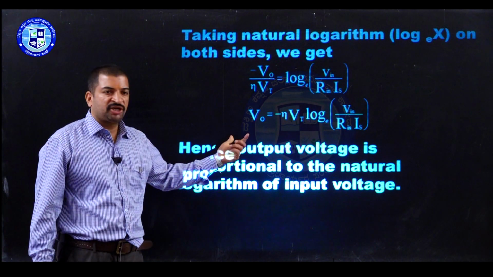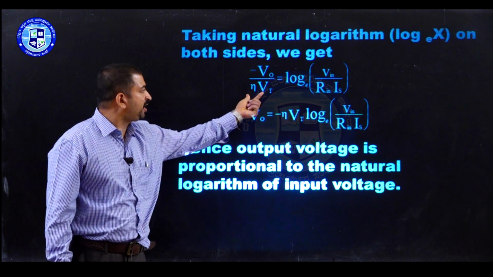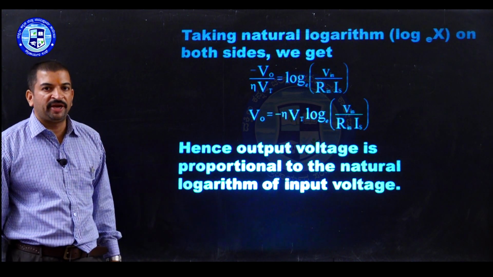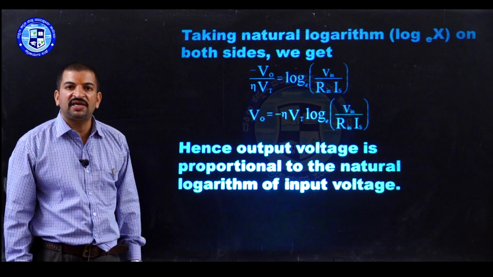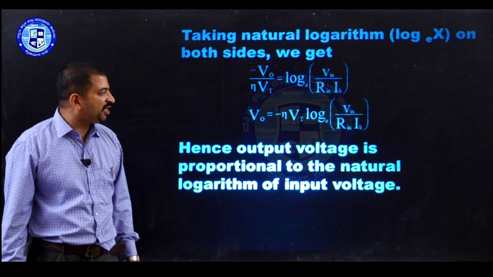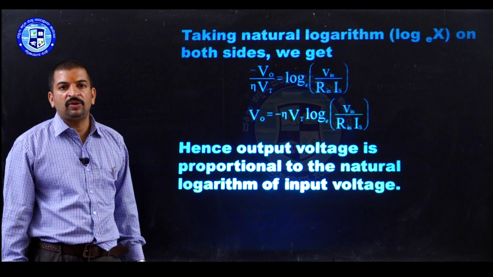Let us write the equation in terms of the output voltage. Take eta Vt to the right hand side of the equation. V naught equals minus eta Vt log to the base e of Vin divided by Rin into Is.